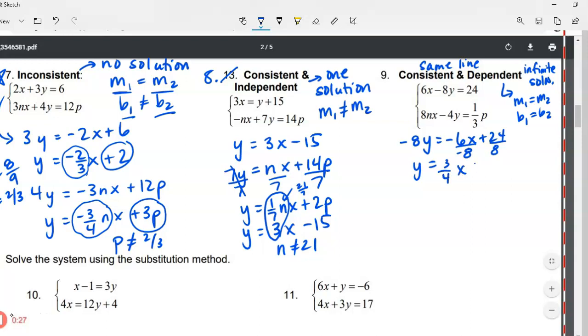x, and this becomes a 3. Okay. Then on this bottom one, I have negative 4y, and then I'm going to subtract this guy over. So negative 8nx, and then I have this positive 1/3 p. Divide by negative 4, divide by negative 4, and again, do not let this math right here mess you up, and I'll do the scratch work.